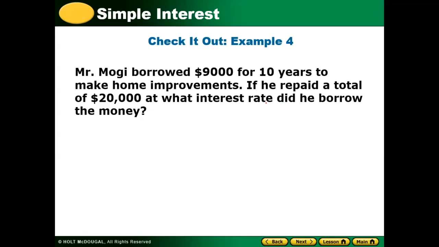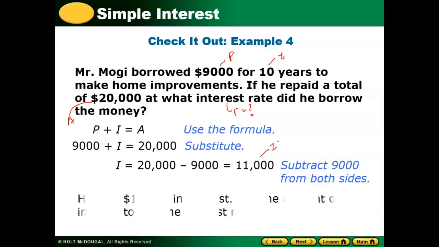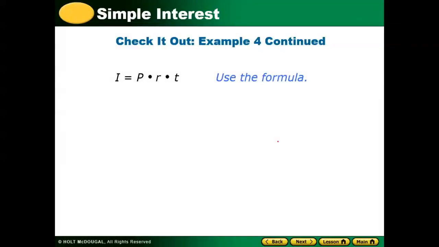So Mr. Mogi borrowed $9,000 for 10 years. So that's the principal. This is to make home improvements. If he repaid a total of 20,000, so again, that's the amount he repaid, what is the interest rate? So same thing here. We're going to use our principal and our amount to calculate our interest. So I'm just taking 20,000, subtract 9,000, that gives me 11,000. So that is how much interest Mr. Mogi paid.